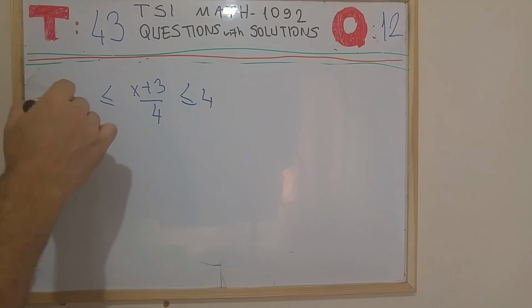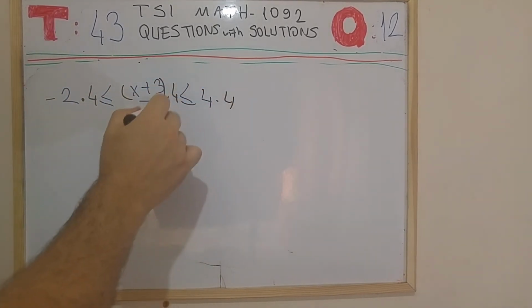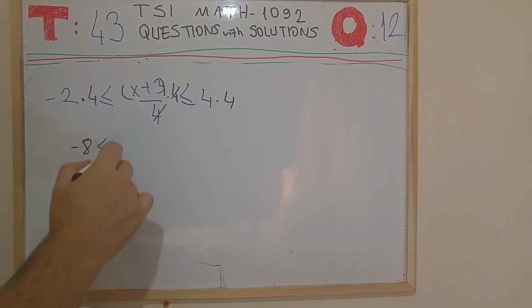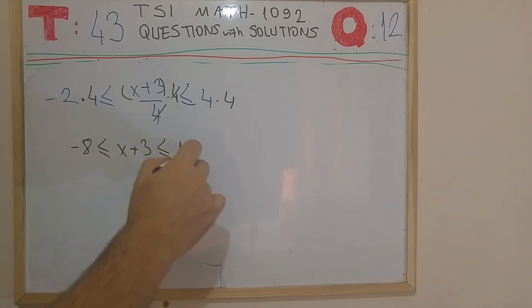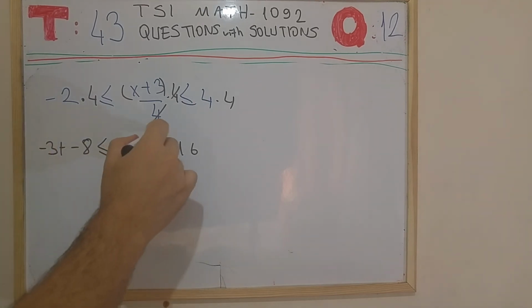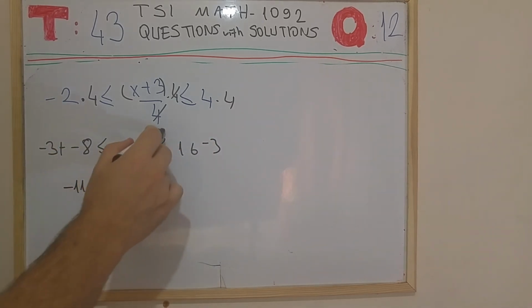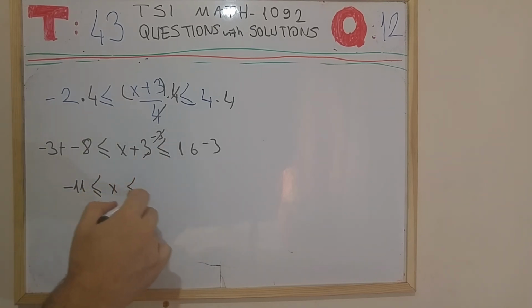Multiply every side by 4, times 4, times 4, and times 4. These are gone. What I have here is minus 8 is less than or equal to x plus 3, which is less than or equal to 16. Now let's subtract 3 from each side. Minus 3 and minus 3. So what I have here is minus 11, these are gone, so this is x, and what I have here is 13. Here comes the answer.